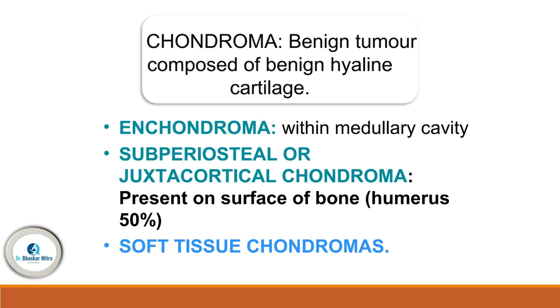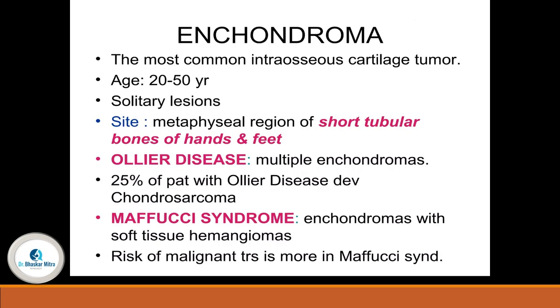Now comes the chondromas. It's a benign tumor composed of hyaline cartilage. In chondromas, it is usually seen in the medullary cavity. It may be subperiosteal or juxtacortical, or sometimes we can see soft tissue chondromas also. Now, this is an intraosseous cartilaginous tumor. In the bone, there is a cartilaginous tumor. It's a solitary lesion, more common in the 20 to 50 age group.